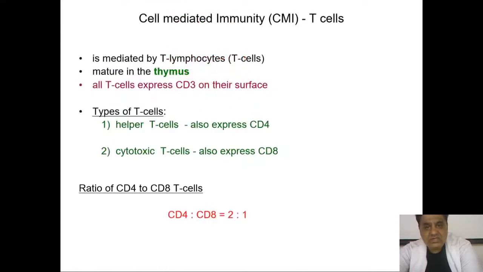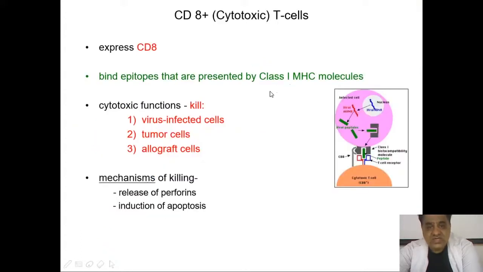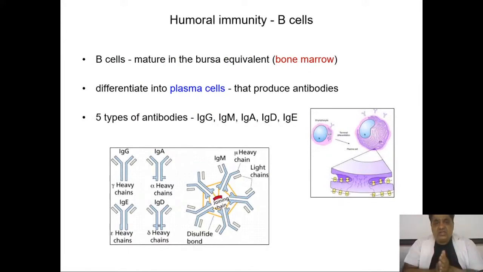So CMI, T cells, CD4, CD8. CD4 are helper, which are recognized by class 2 MHC molecules, and CD8 by class 1 MHC molecules. These are cytotoxic cells killing by perforins and apoptosis, as discussed a few minutes back. And then we come to the B cell humoral immunity.